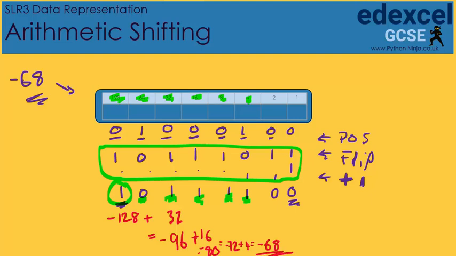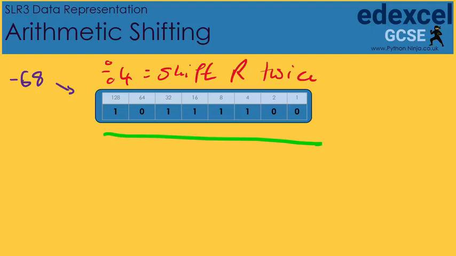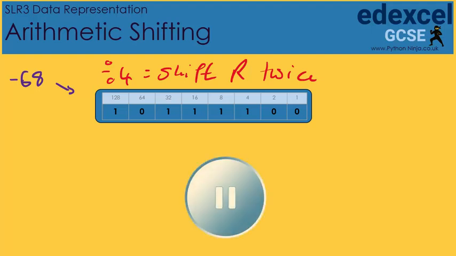Okay, so this is our figure, minus 68, which is what we were trying to get to with our 2's complement process. Can you now take this minus 68 expressed as a binary number and use arithmetic shifting, shifting twice to the right to divide that number by 4? Pause the video, have a go. Let's see what we get.